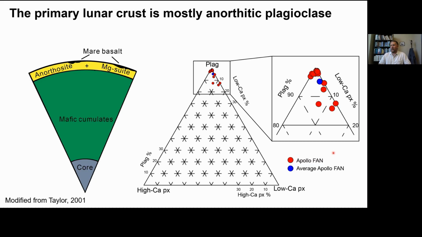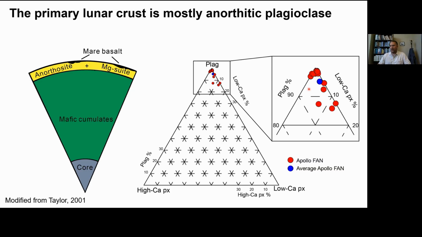So these are relatively pure anorthosites returned by Apollo, the ferroan anorthosites. That's what the FAN acronym refers to. And here you see the mineralogy. In this ternary diagram, the apex here is plagioclase, with high calcium pyroxene and low calcium pyroxene on the other corners. And you see that these samples have a very high plagioclase mode and a minor pyroxene fraction.